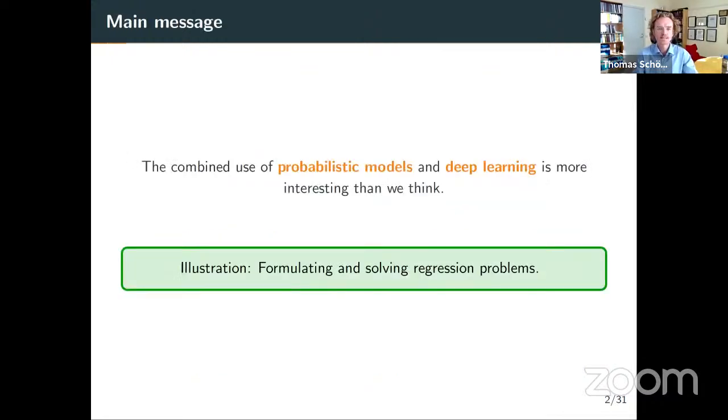The main message I have here today is that the combined use of probabilistic models and deep learning is more interesting than we think. And I'll try to illustrate this message by formulating and solving regression problems.